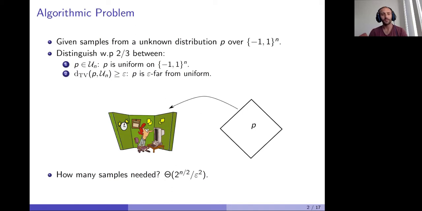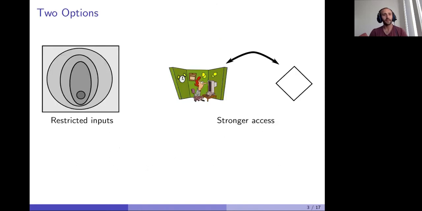In general, we want to try to get around these exponential lower bounds, in particular if we're interested in high-dimensional distribution testing. What this basically means is that we're going to need a new approach to study this problem. There are really two options here. We can either consider restricted inputs, or we can consider allowing Alice a stronger access to the particular oracle. Both of these options have been studied in the past.